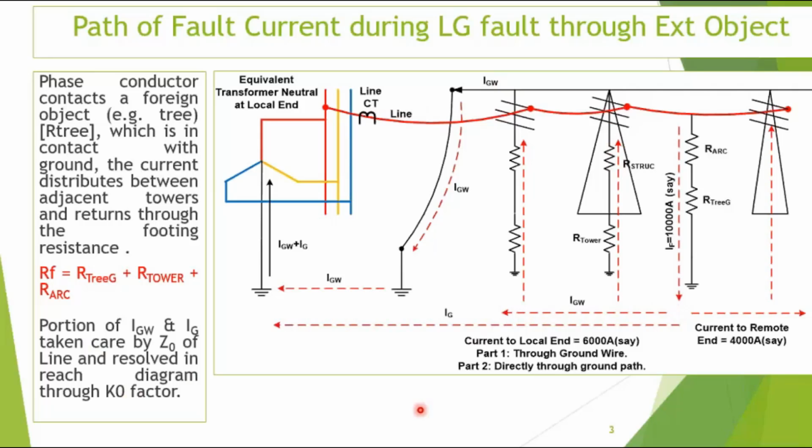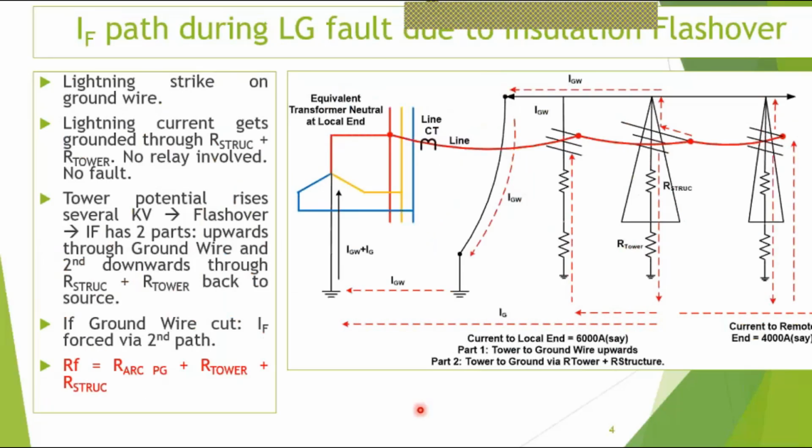Okay, now this is the external object. There can be another one. I cannot see it, okay, I'll try to explain.